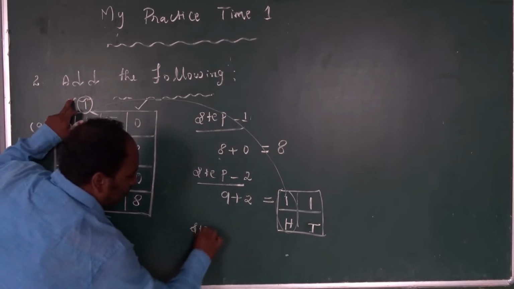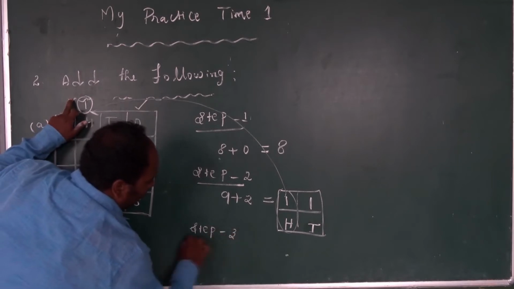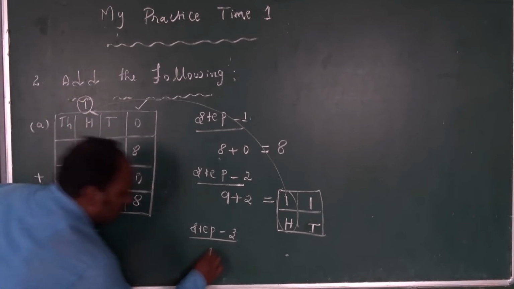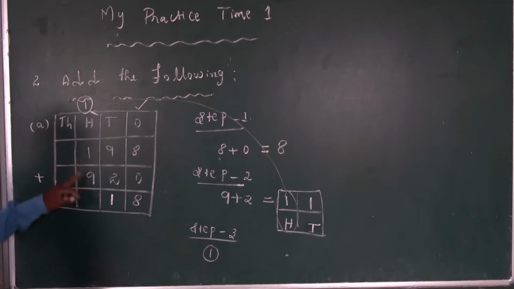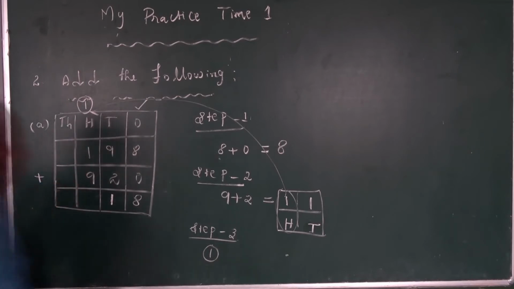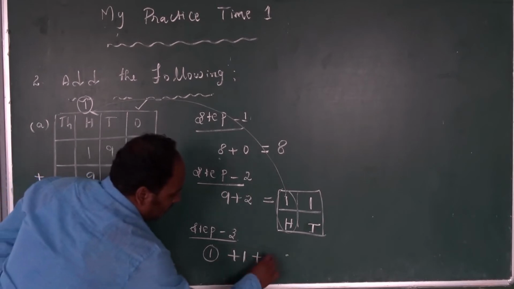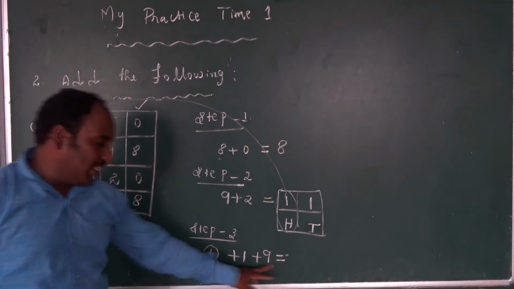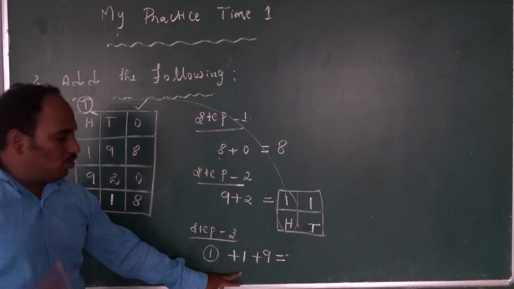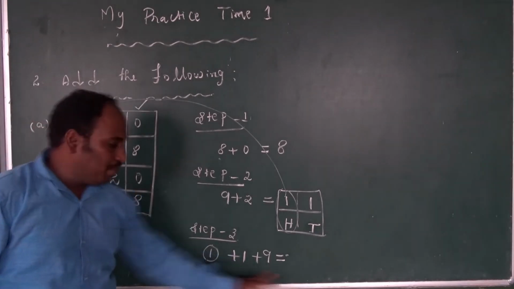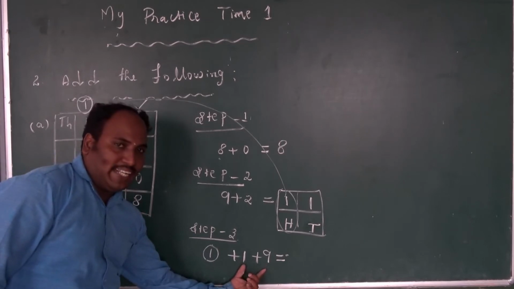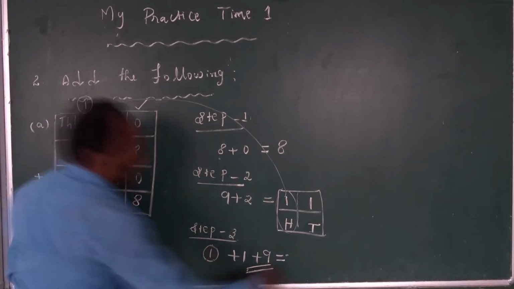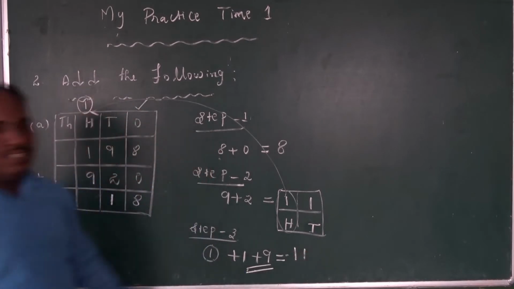Next, step 3. In the hundreds place, we add the hundreds place and the carried over number 1. 1 plus 9 is equal to 10. 10 plus 1 is equal to 11.